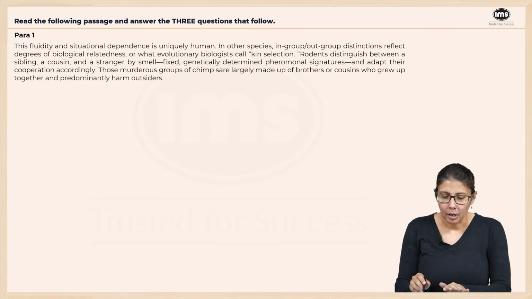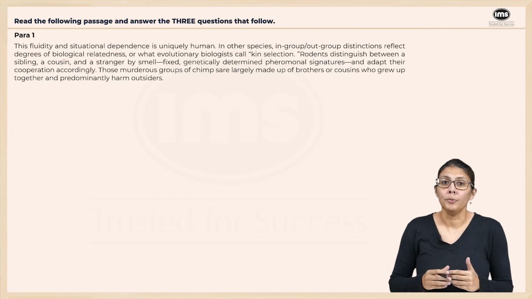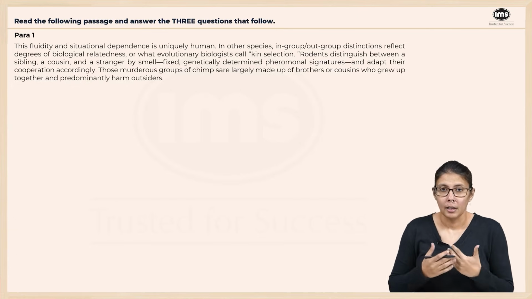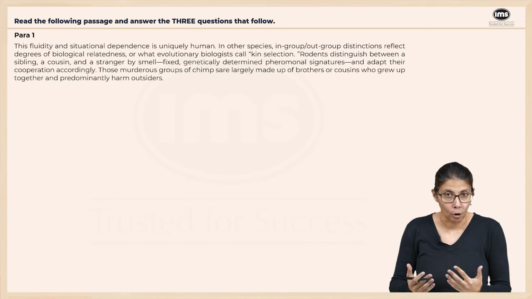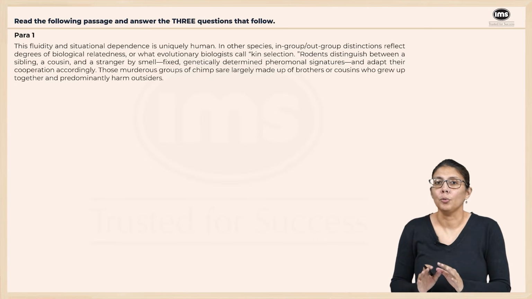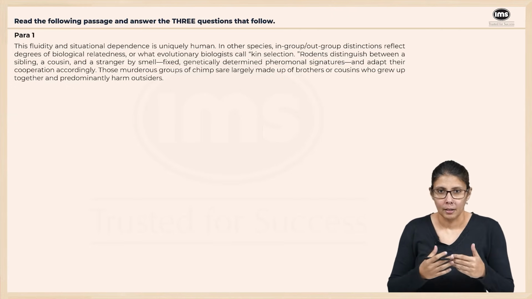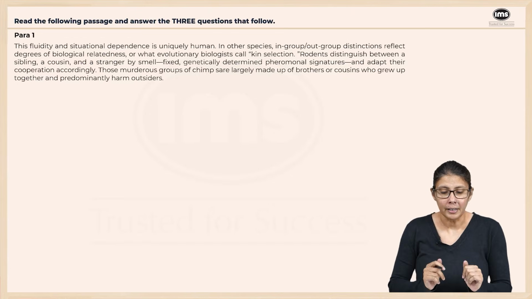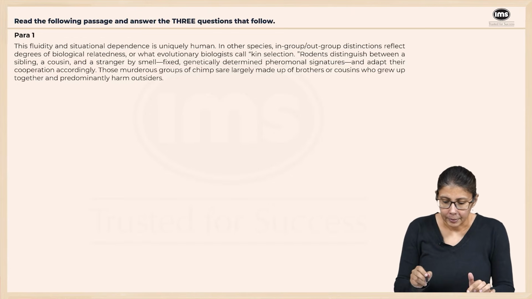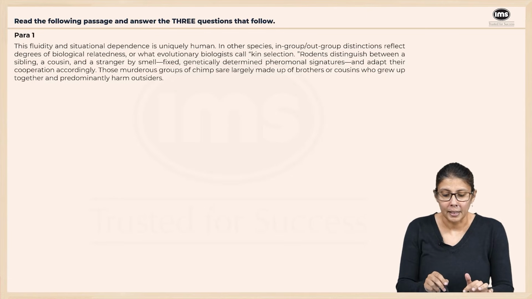We are talking about how in other species, in-group versus out-group distinctions are related to biology. In-group refers to groups with which we identify. These are groups to which we feel we belong. Out-groups are groups to which we do not belong. In other words, it is the distinction between us and them. We versus others. All right. Then it says that rodents distinguish between a sibling, a cousin and a stranger by smell.